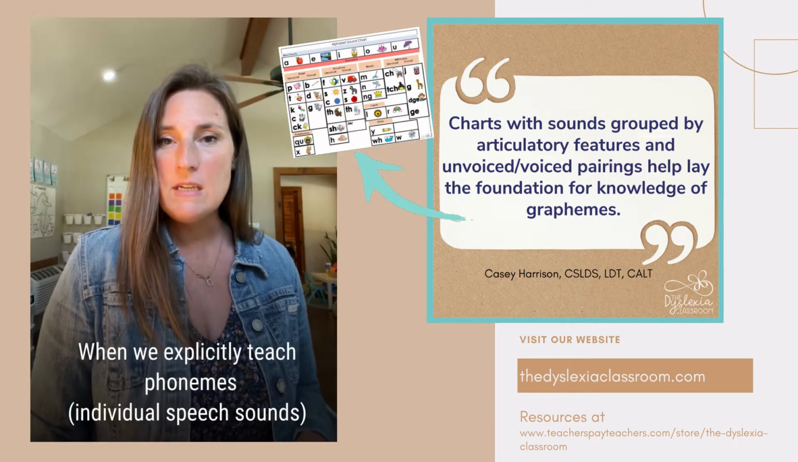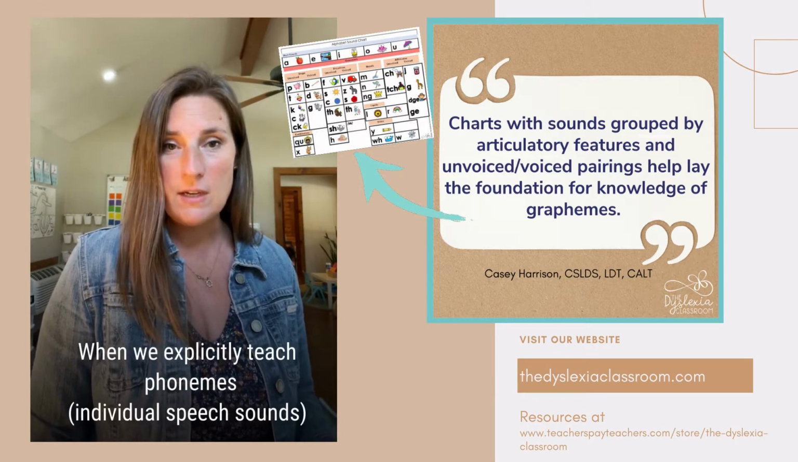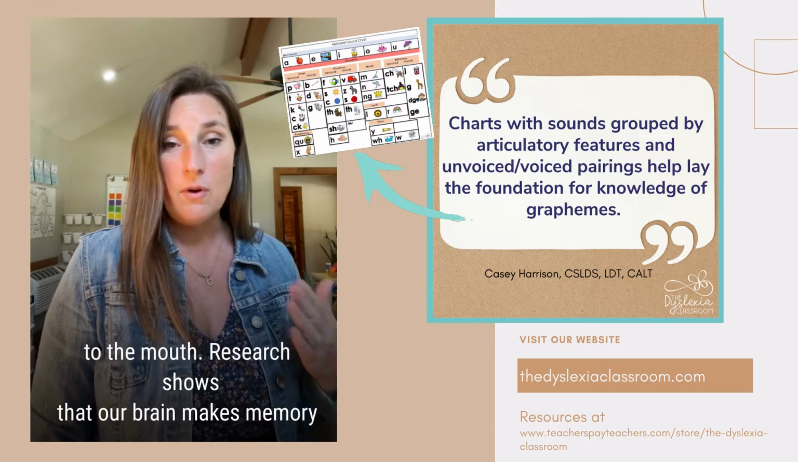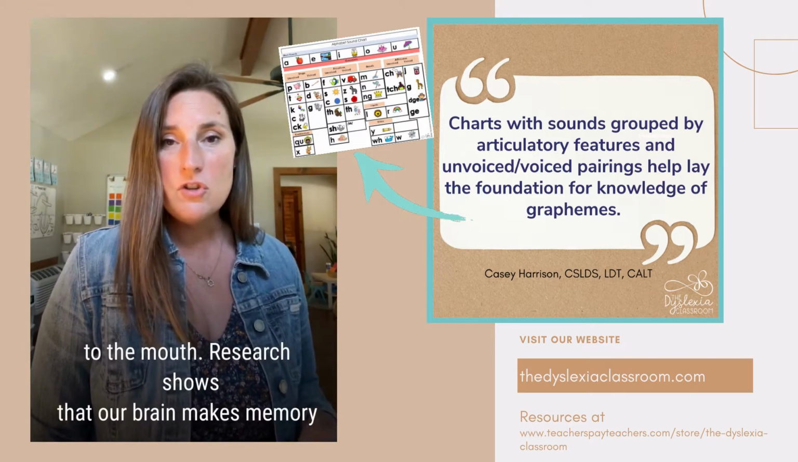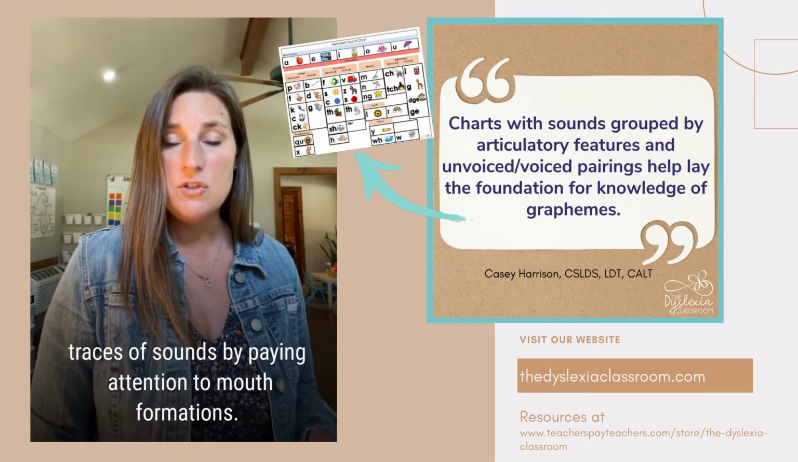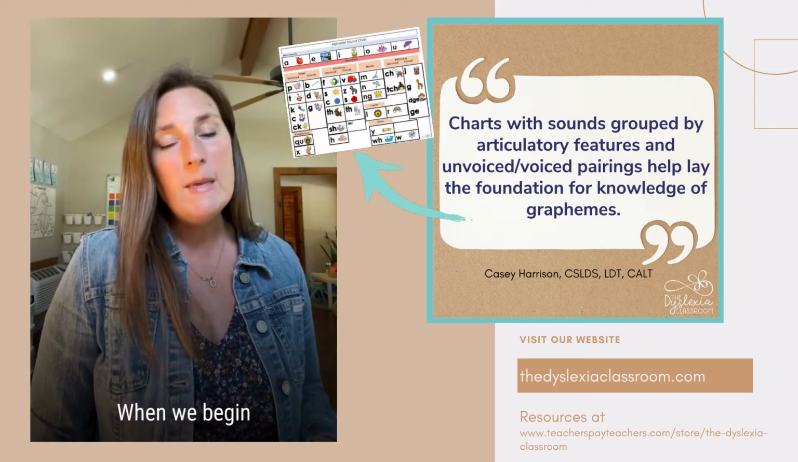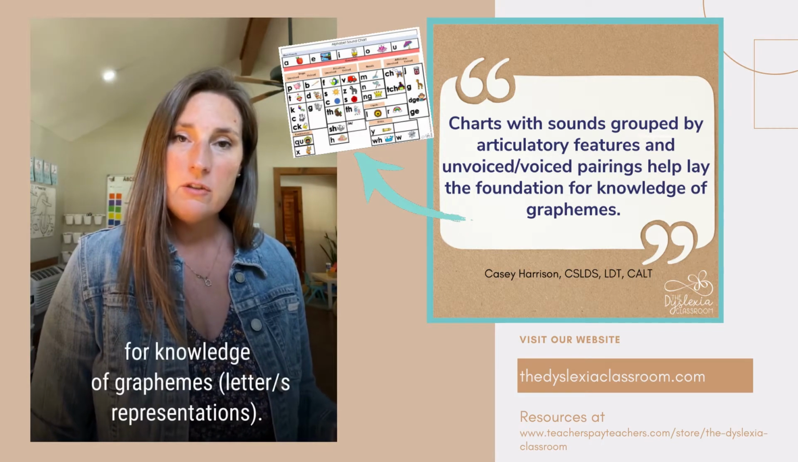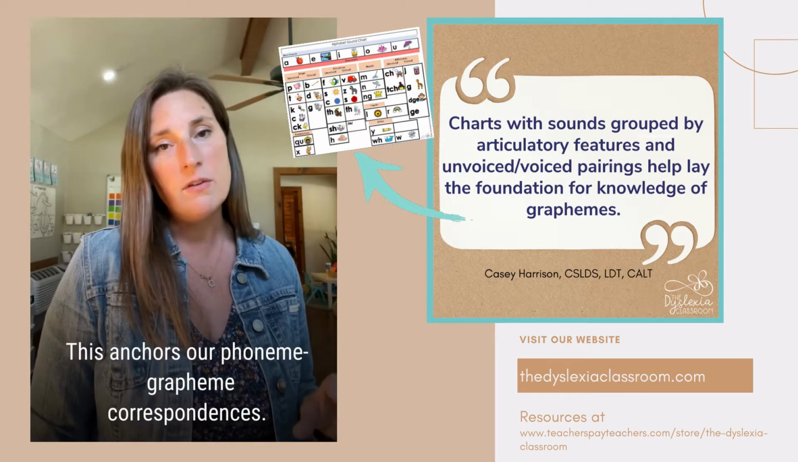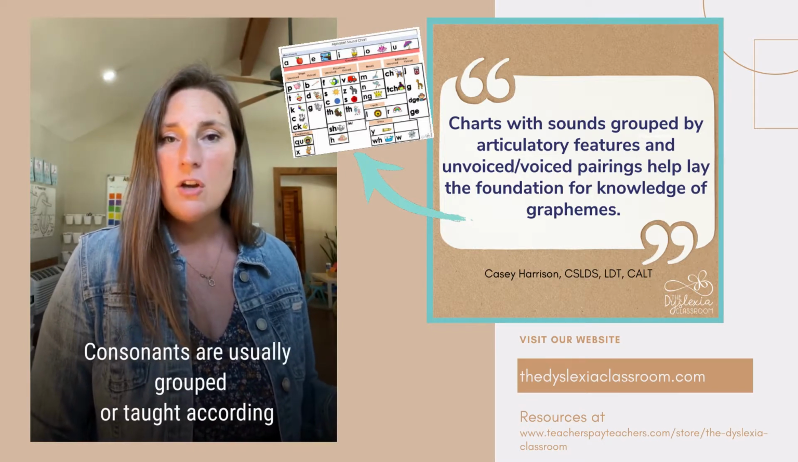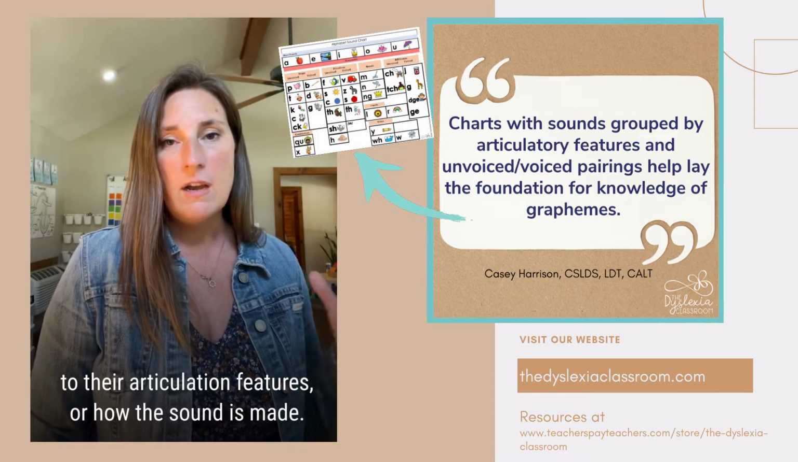When we explicitly teach phonemes, or those individual speech sounds, to students, we begin by introducing the sound in connection to the mouth formation. Research shows that our brain makes memory traces of sounds by paying attention to our mouth formations. When we begin with this sound, we're actually laying the foundation for knowledge of graphemes, and this anchors our phoneme-grapheme correspondences. Consonants are usually grouped or taught according to their articulation features, or how the sound is made.